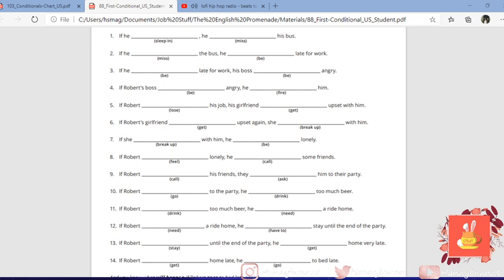If Robert loses his job, his girlfriend will get upset with him. If Robert's girlfriend gets upset with him, she will break up with him. Seven, if she breaks up with him, he will be lonely. If Robert feels lonely, he will call some friends. If Robert calls some friends, they will ask him to their party. If Robert goes to the party, he will drink too much beer. If Robert drinks too much beer, he will need a ride home.